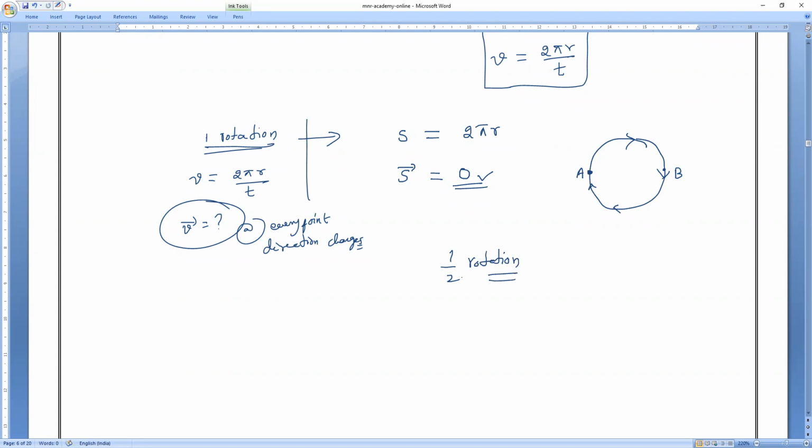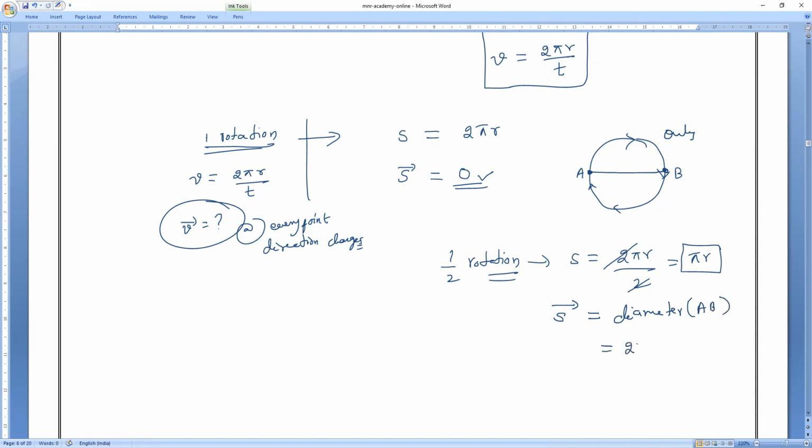Next, half rotation, only half rotation. Distance is equal to 2 pi r by 2, which is equal to what? Pi r. Clear? And at that time, displacement for half rotation is equal to the diameter. Diameter AB. Understanding?